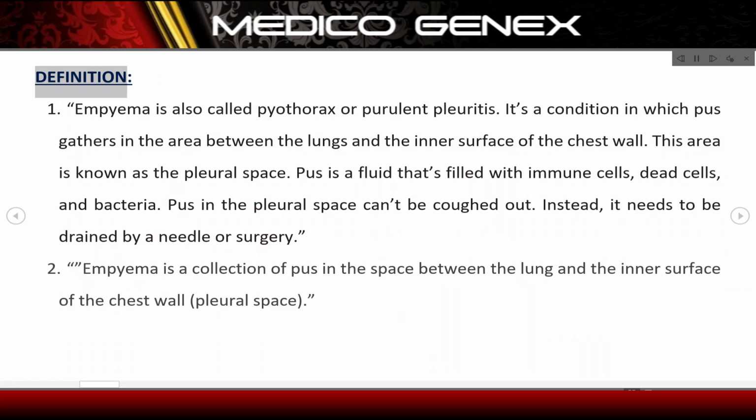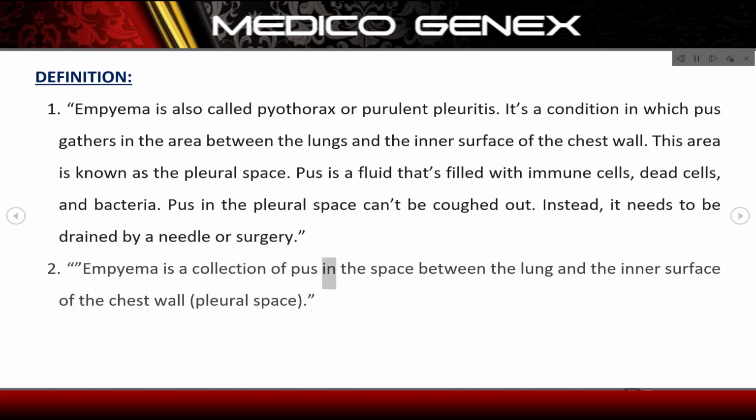Definition. Empyema is also called pyothorax or purulent pleuritis. It's a condition in which pus gathers in the area between the lungs and the inner surface of the chest wall. This area is known as the pleural space. Pus is a fluid that's filled with immune cells, dead cells, and bacteria. Pus in the pleural space can't be coughed out. Instead, it needs to be drained by a needle or surgery.